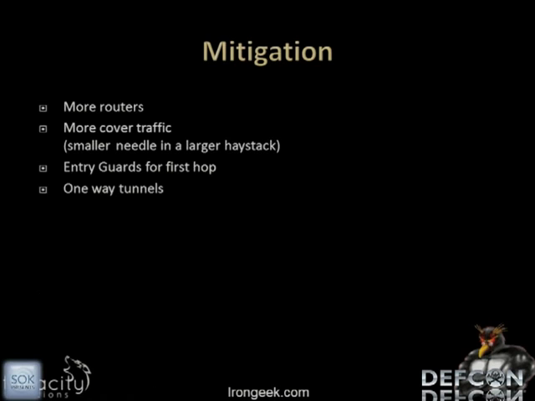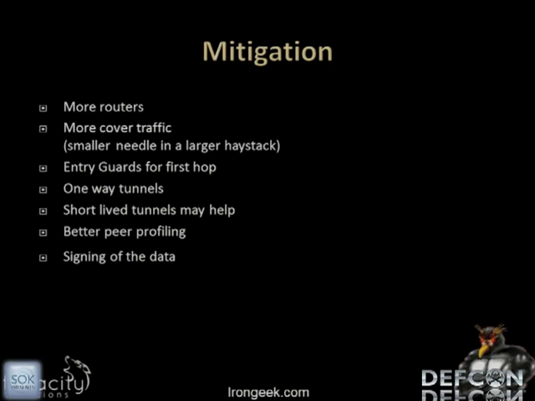One-way tunnels may also help somewhat. If your message is going out one set of nodes, but it's not coming back the same path, it should confuse some traffic analysis attacks. Short-lived tunnels may also help, giving people less time to profile. Better peer profiling to try to spot bad actors. Signing the data, of course. And fixed speeds is another thing that's been proposed, to where someone only sends at a certain data rate.